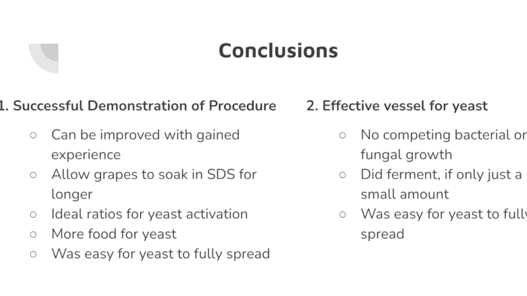One thing I could have done is allow the grapes to soak in SDS for longer. I also messed up the ideal ratios for yeast activation, but if I would have done more research on it, I would have gotten it sooner and gotten a better product. More food for yeast probably also would have yielded a better result too.